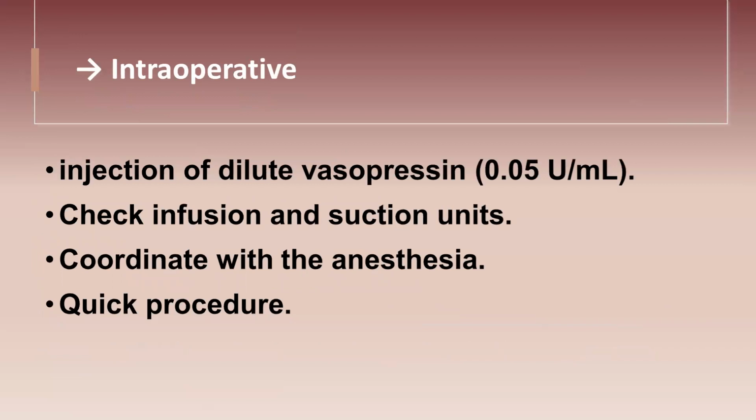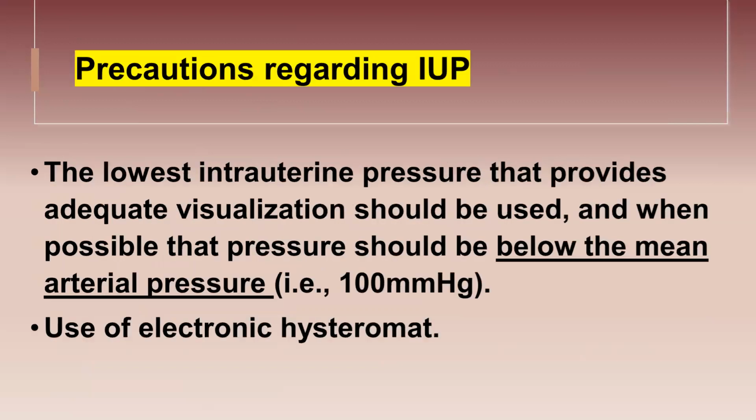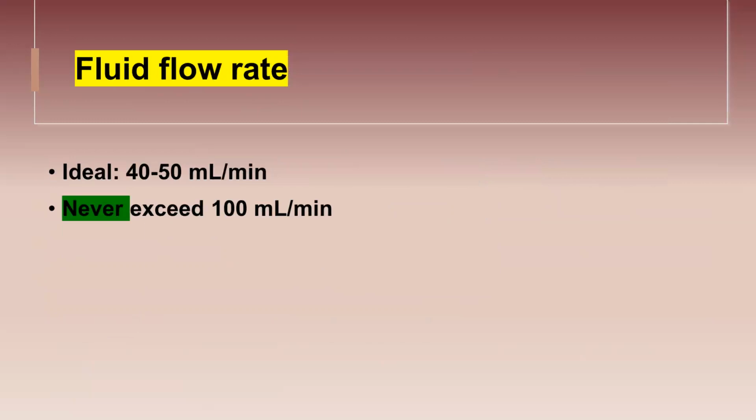Intraoperatively, you have to be very quick. You have to check the infusion and suction units. You have to coordinate with anesthesia, and you can inject some diluted vasopressin to minimize bleeding through vasoconstriction of the blood vessels. The intrauterine pressure should be kept lower than the mean arterial blood pressure. It's better to use an electronic hysteromat. The flow rate should never exceed 100 milliliters per minute, which means in 5 minutes, you should not exceed half a liter of the solution, and in 10 minutes, 1 liter of the solution.